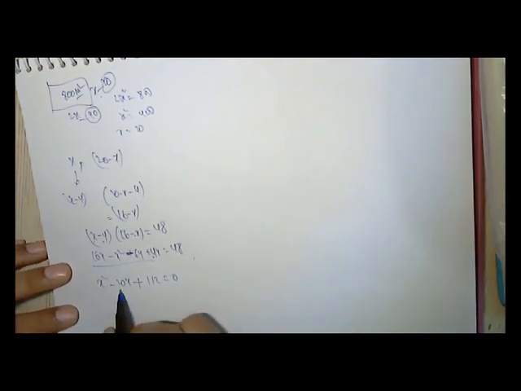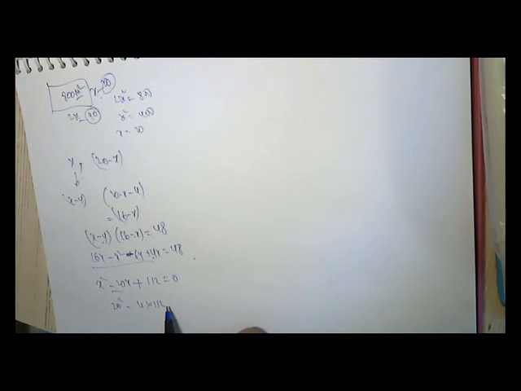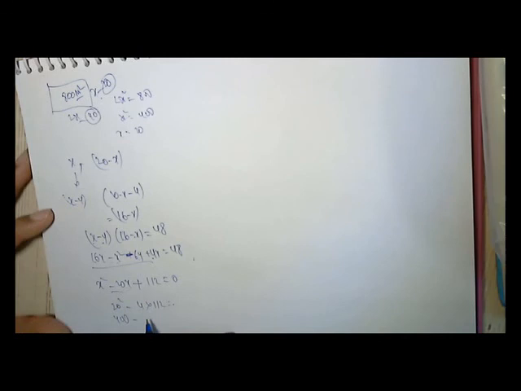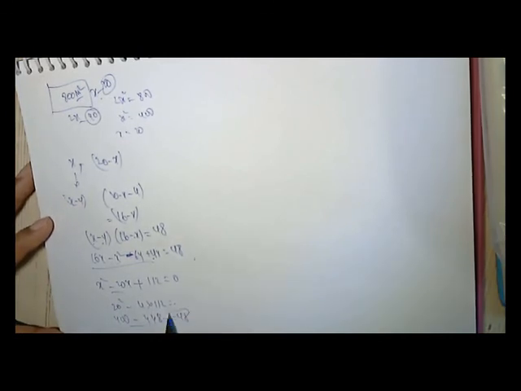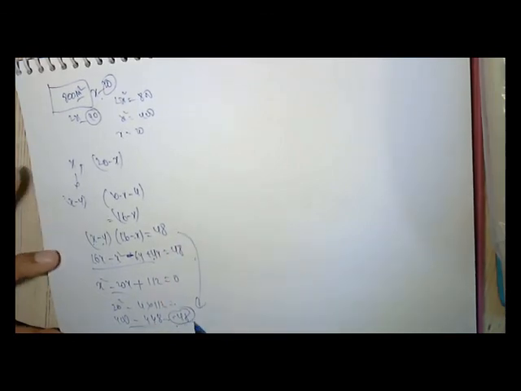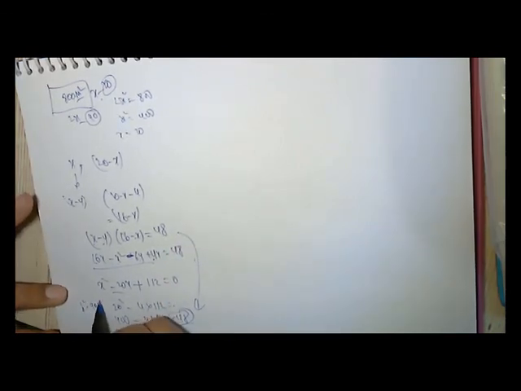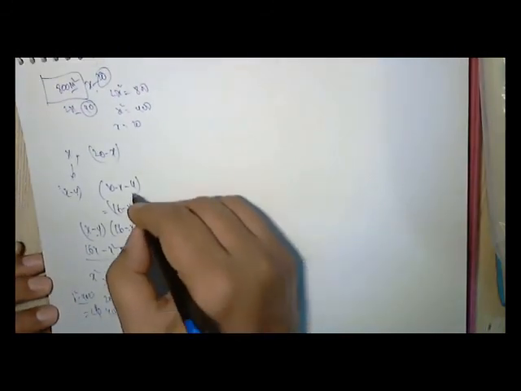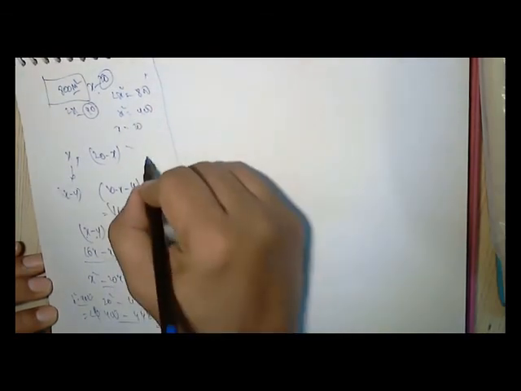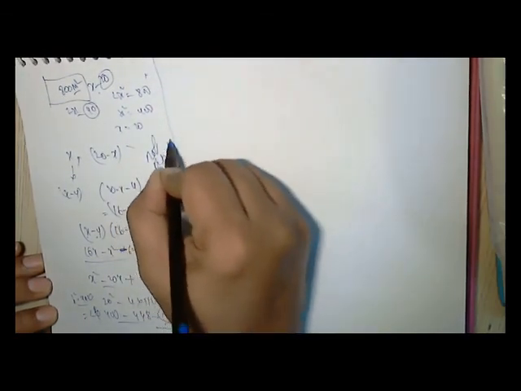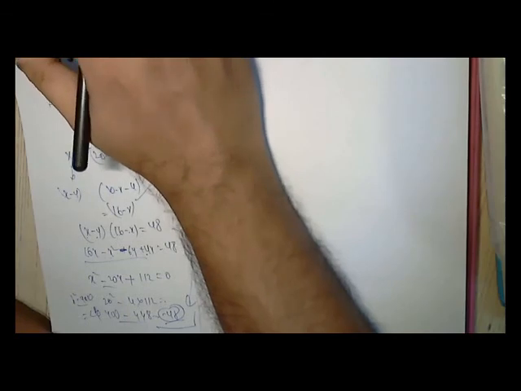What is b square minus 4ac? b square is 20 square minus 4 into 112. So what is 4 into 112? b square is 400 minus 448. So it is minus 48. So this is not possible because b square minus 4ac is negative. So it's not a real root. So the solution is not possible. Not possible. It's not a real root.